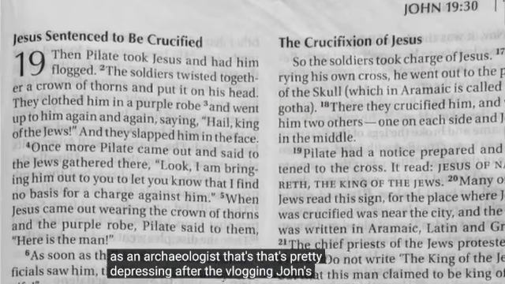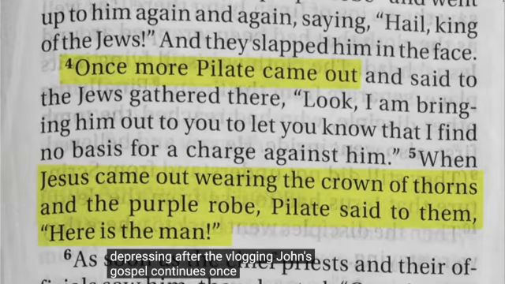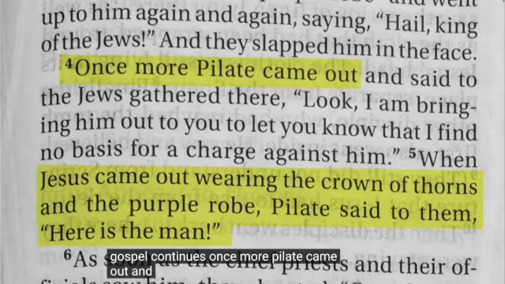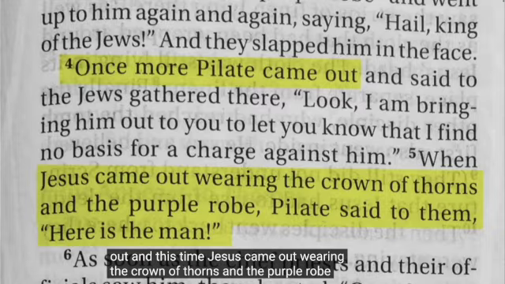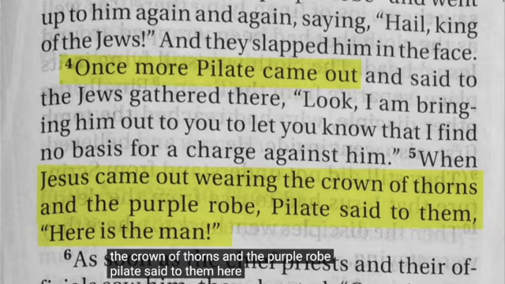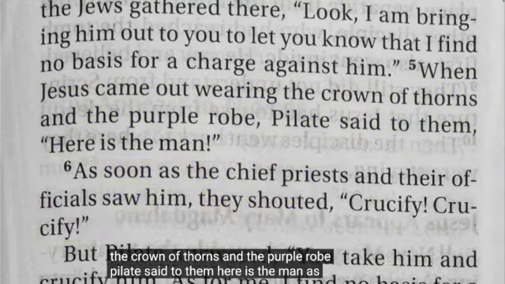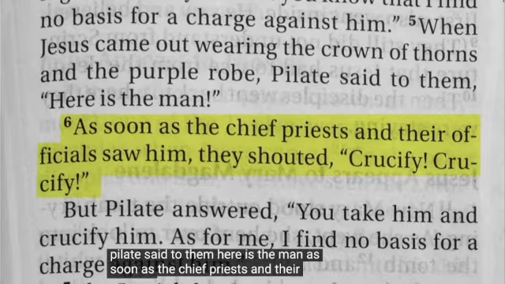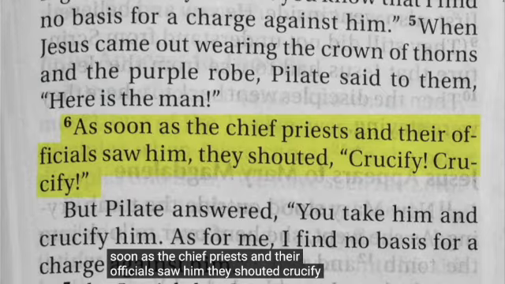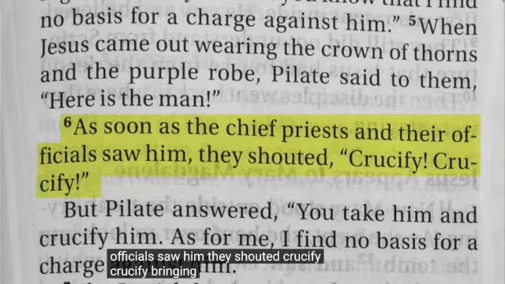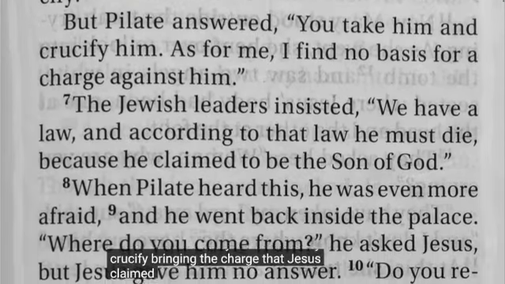After the flogging, John's gospel continues. Once more, Pilate came out, and this time, Jesus came out wearing the crown of thorns and the purple robe. Pilate said to them, "Here is the man." As soon as the chief priests and their officials saw him, they shouted, "Crucify! Crucify!" bringing the charge that Jesus claimed to be the Son of God.